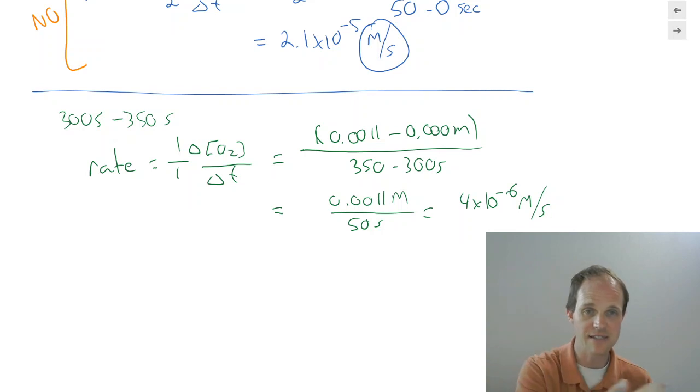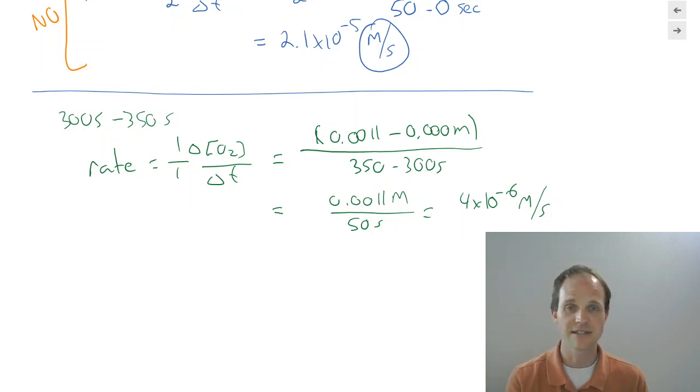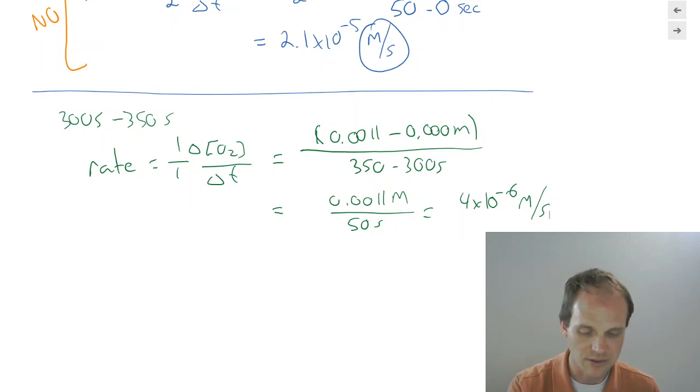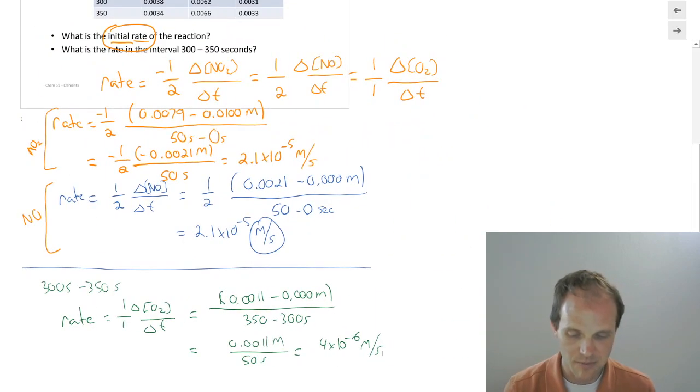Later on, as things disappear, as we have less of the reactants available, our concentrations go down. We have 4 times 10 to the minus 6 molar per second as our rate. And so we're saying, hey, this kind of makes sense. It's consistent with what we thought. As time progresses, our concentration goes down. So that's how we might calculate concentration or a rate over different time intervals.